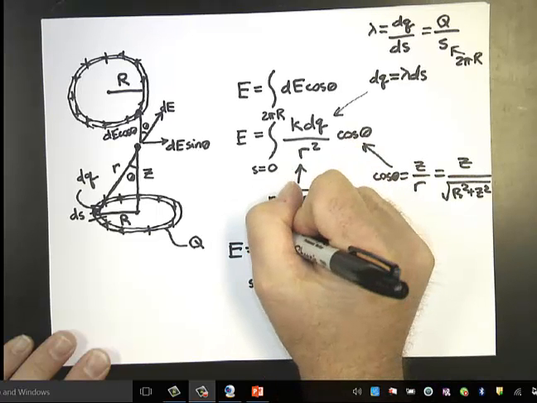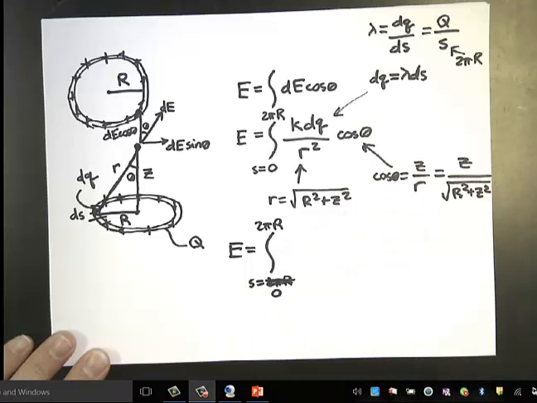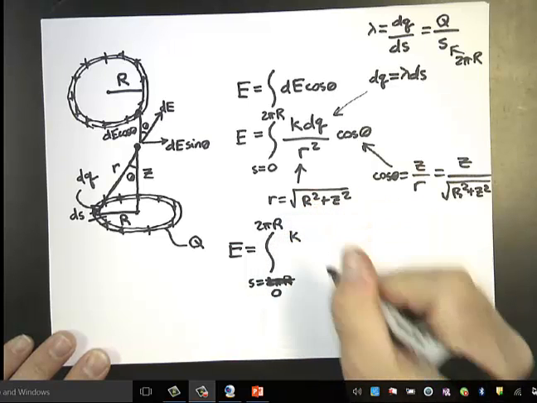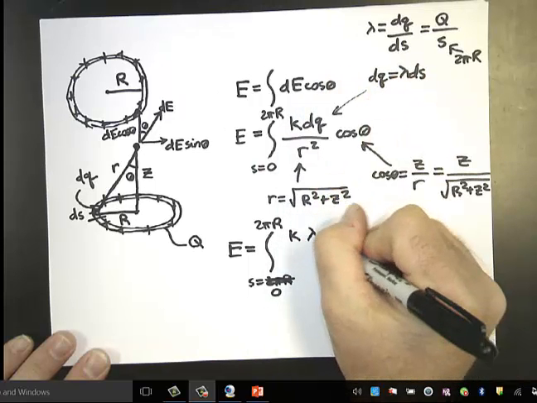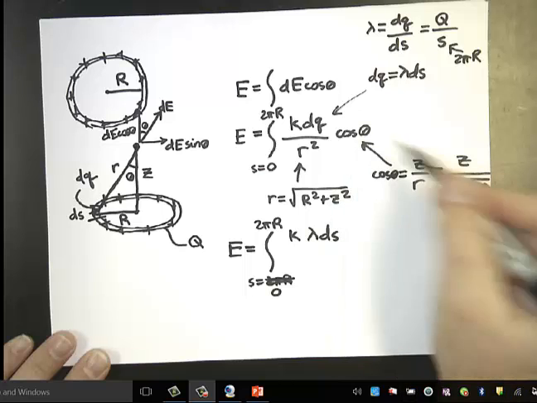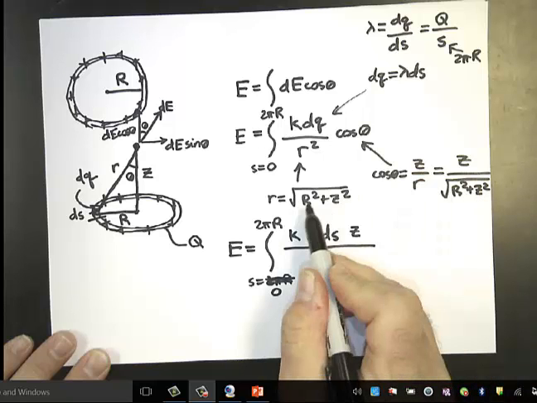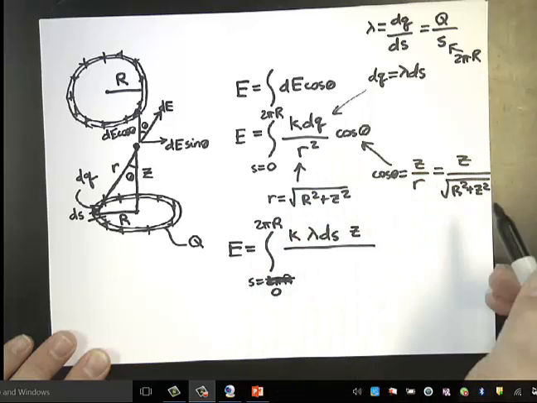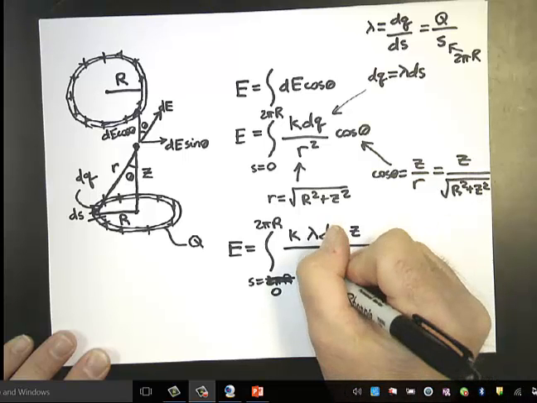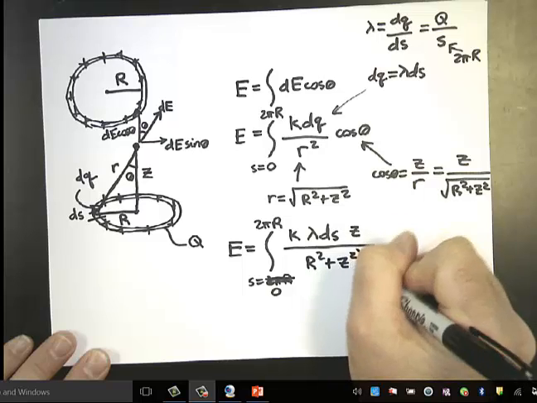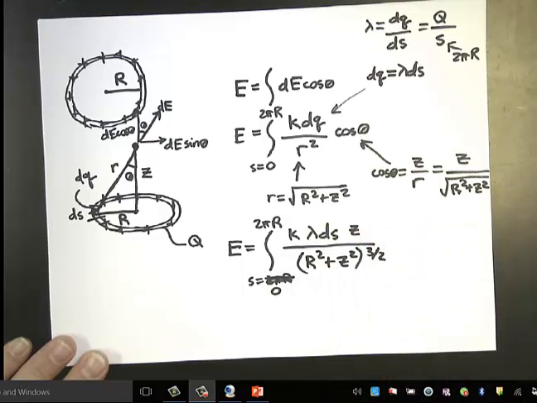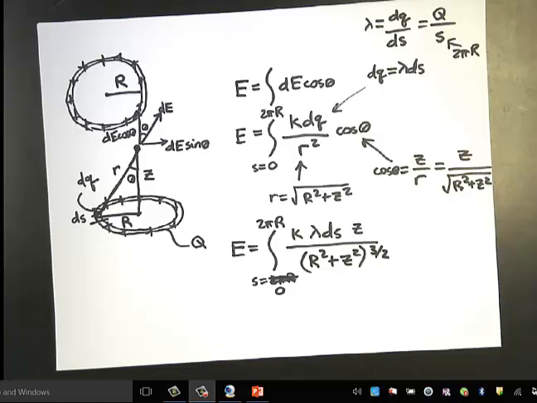Sorry, that's 0 to 2 pi r. Okay, and I still have the k. dq becomes lambda ds. Cosine theta, I've got a z on top, and I've got this times this times this. In other words, I've got r squared and an r here, so basically I've got r squared plus z squared to the 3/2 power. Okay? So here we go. We need to take an integral from 0 to 2 pi r.